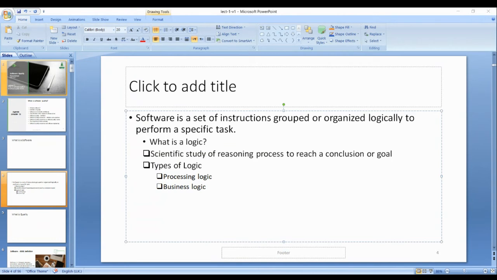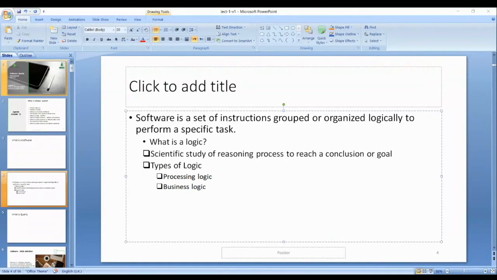ATM. Second example, you withdraw your money, minus; deposit money, plus. Salary calculation, bill calculation, ATM withdraw, ATM machine for cash dispenser. So you have basic mathematical processing logic, basic formulas to calculate bill, calculate salary. That is called processing logic.